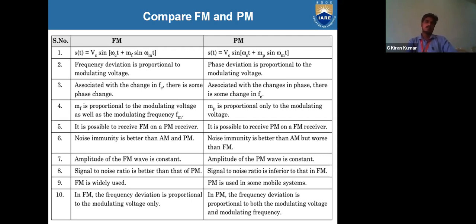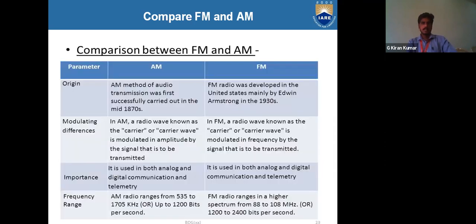Now let us see a very important point, that is the comparison between FM and AM signals. Here you can see the first parameter is the origin. AM is a method of audio transmission first successfully carried out in the mid 1870s.